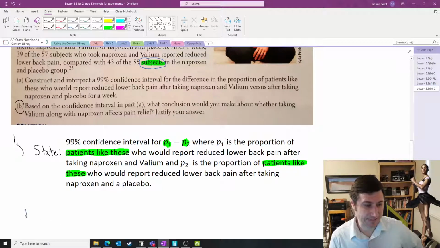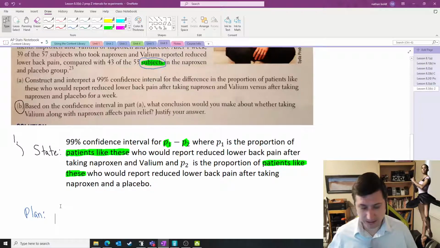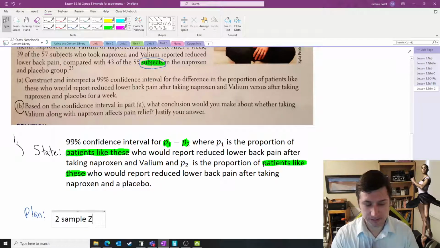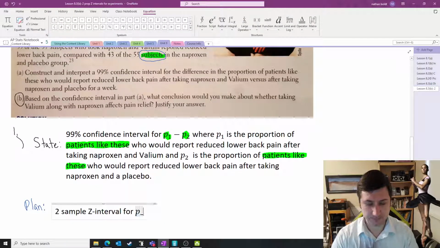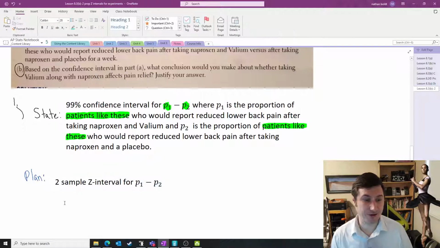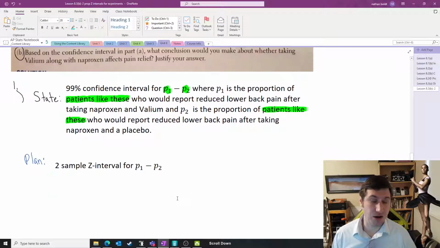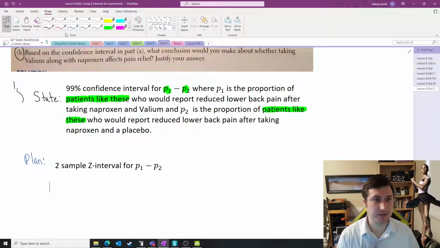Time to plan. So what is our plan here? Well, we are doing a 2-sample z-interval for P1 minus P2. That is our procedure here. That's what we plan on doing, a 2-sample z-interval for P1 minus P2. Now, are we allowed to do this? So first, our random condition.